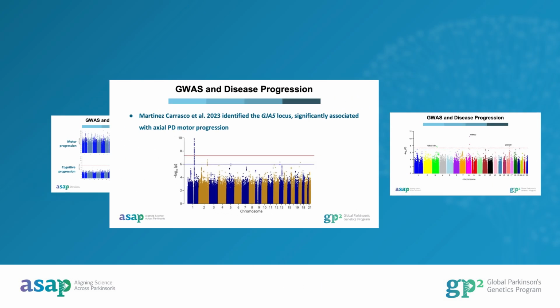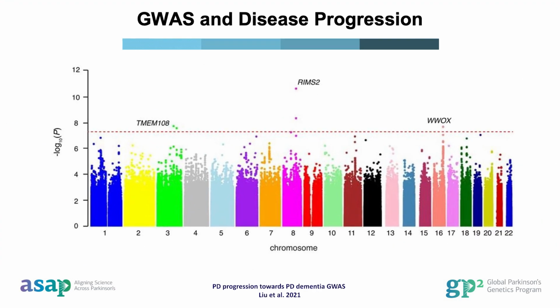The study identified the GGA5 locus significantly associated with the progression of symptoms affecting gait and posture. In a study by Liu et al. that focused on identifying genetic variants influencing the progression from Parkinson's disease to Parkinson's disease dementia using MMSE data, the RIMS2 locus was found to significantly affect cognitive decline in Parkinson's disease alongside GBA and APOE loci.